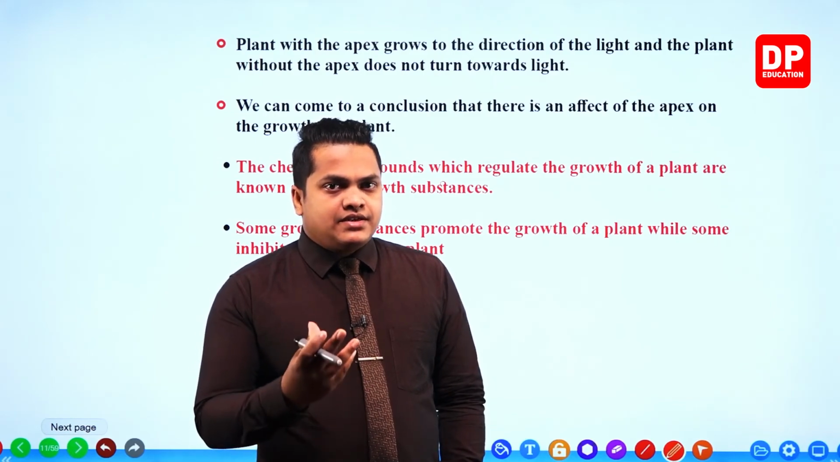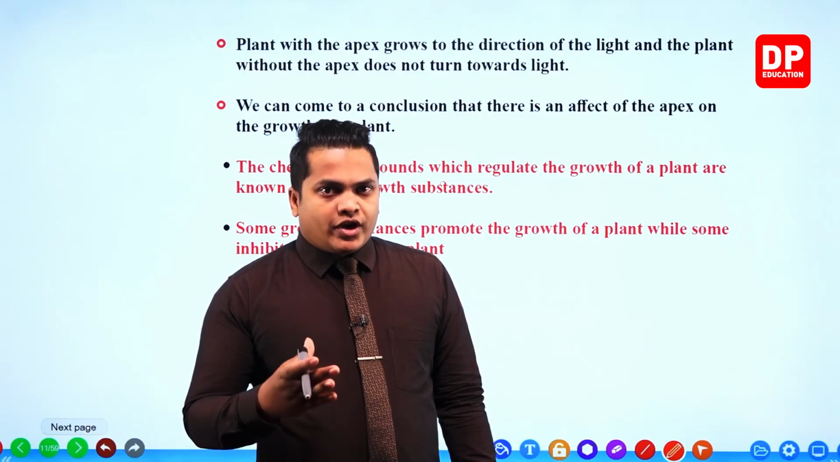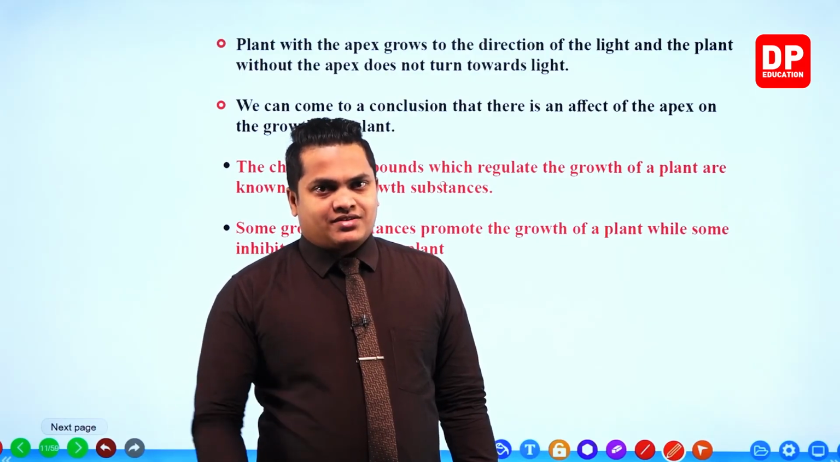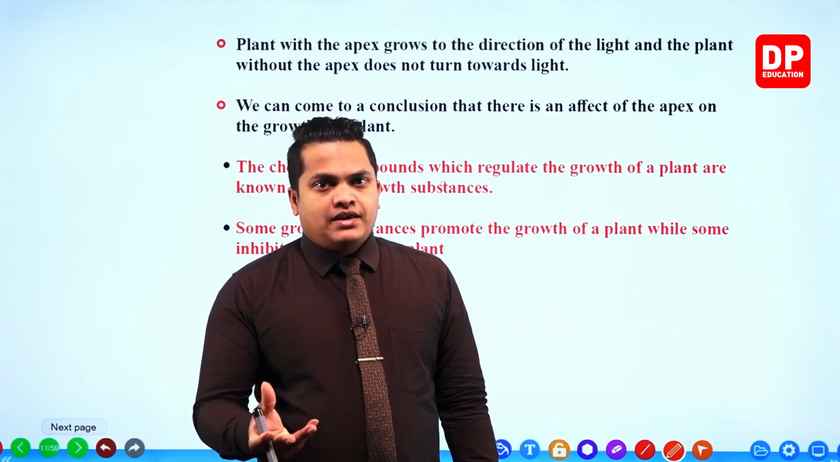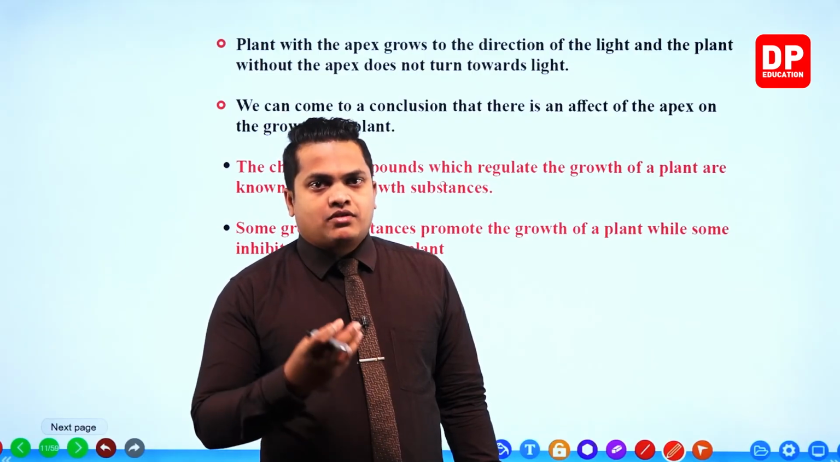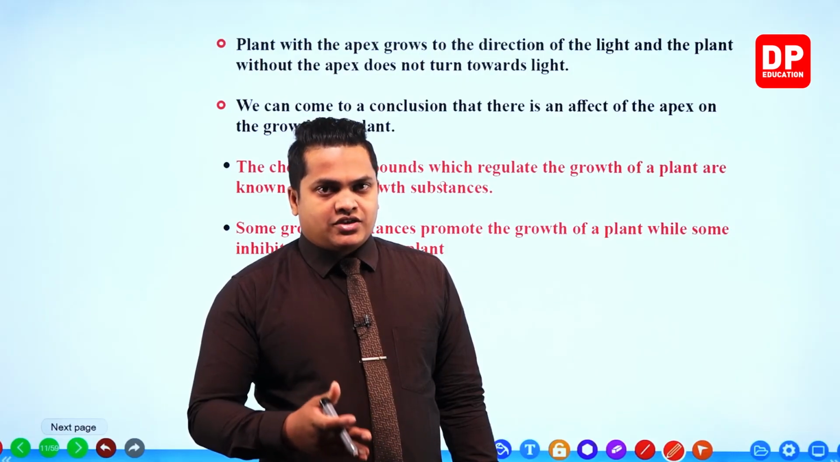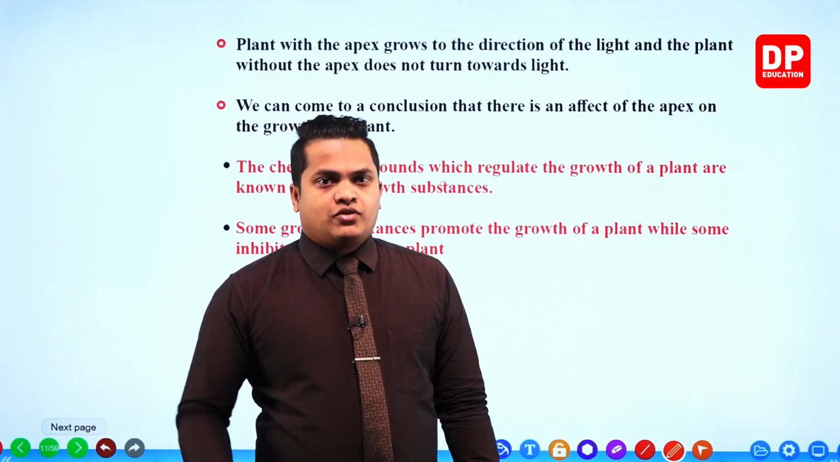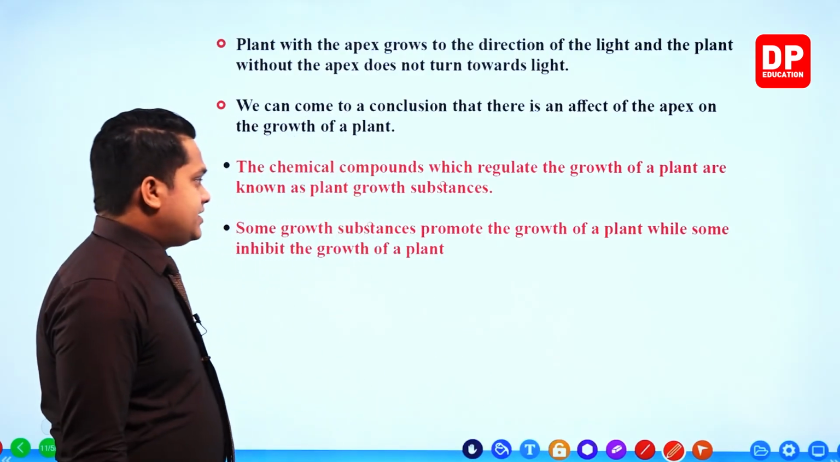Actually, the apex contains those chemicals. That's why it is going to grow in certain directions. Right? So the growth of the plant is affected by the apex, and the apex has those growth chemicals or growth substances. That's why it is going to change direction and travel, or grow in a particular direction.